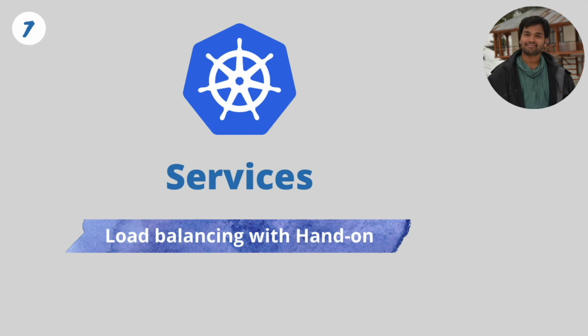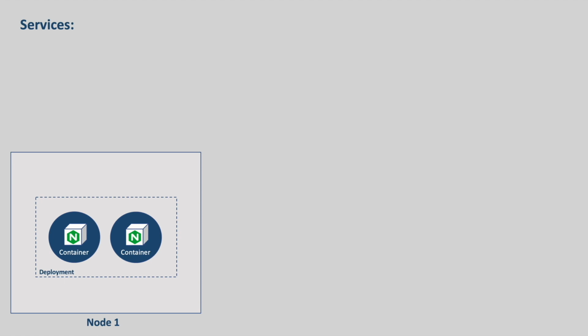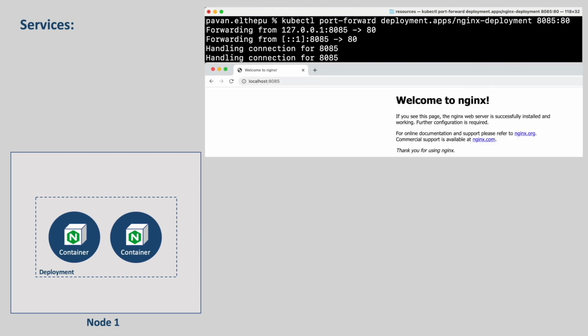Hey guys, welcome back to the Kubernetes series. So far we have deployed Nginx to Kubernetes using deployments. Also we were able to access the deployed Nginx with port forwarding for debugging purposes. But how do we access it from the production environment as an end user? That's our topic for this chapter.